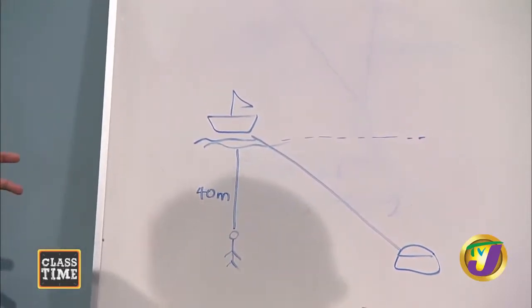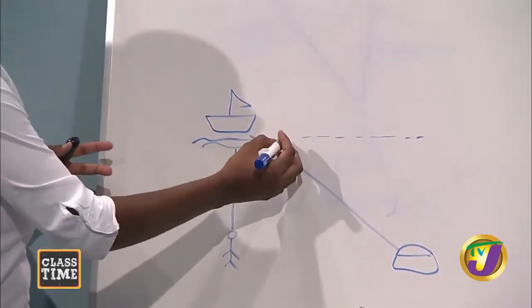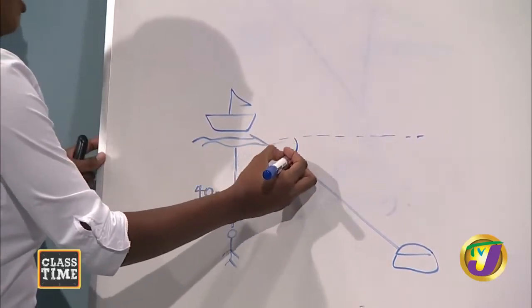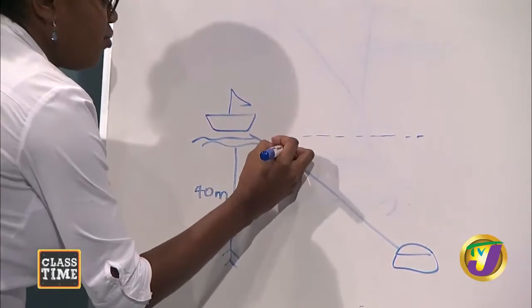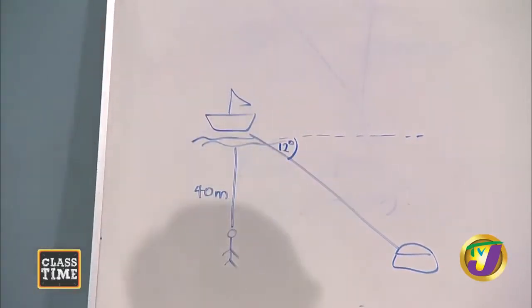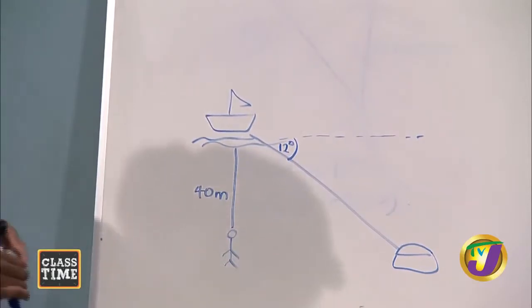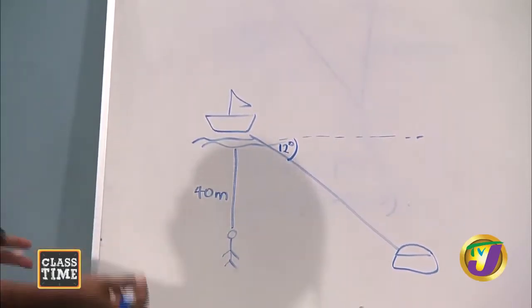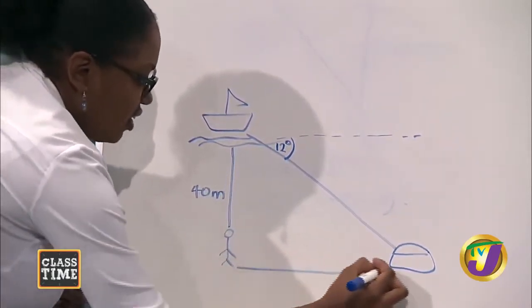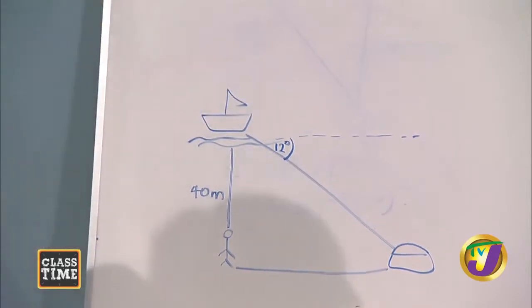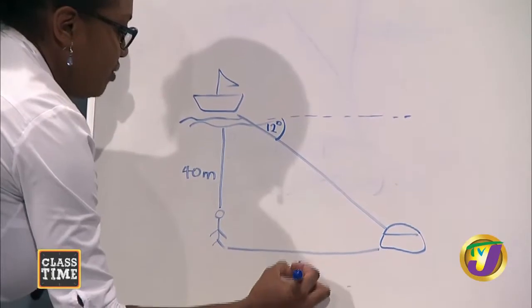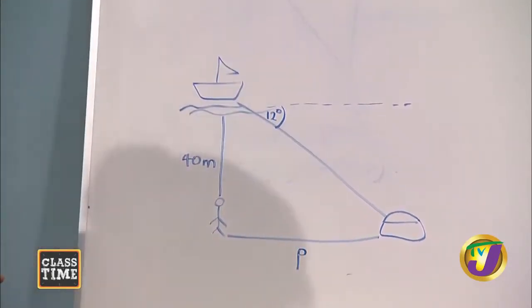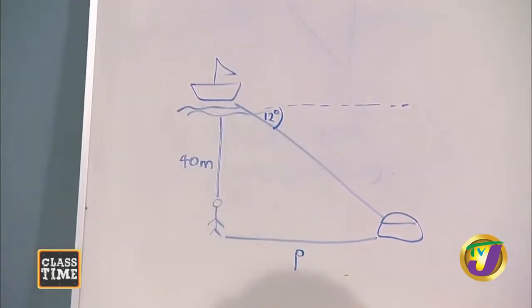It would be between the line and sea level, because it said angle of depression, and it's given as 12 degrees. So something looking like this. We want to find the distance that the diver would swim along the ocean floor towards the treasure chest. This is unknown. I don't want to write x, I'm going to write p. That's what we want to find.